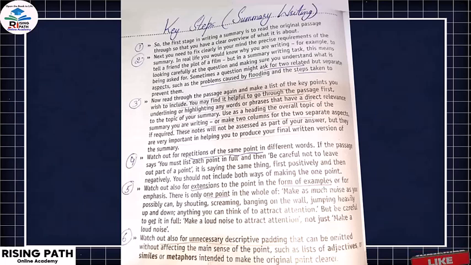Next, you need to fix clearly in your mind the precise requirements of the question. That is, you are going to underline the requirement of the question, and I have also underlined the important information in this point. Sometimes a question might ask for two related but separate aspects, such as the problems caused by flooding and the steps taken to prevent them.